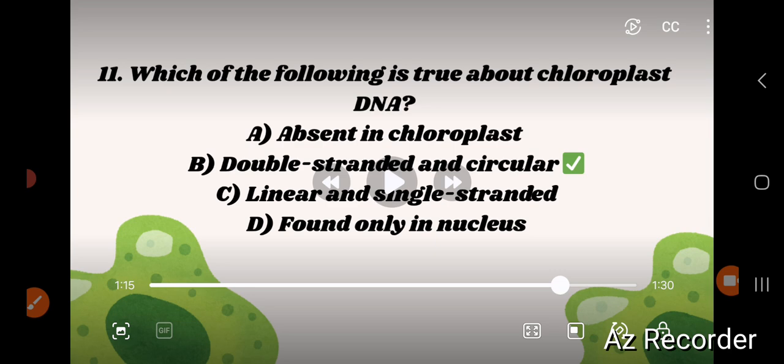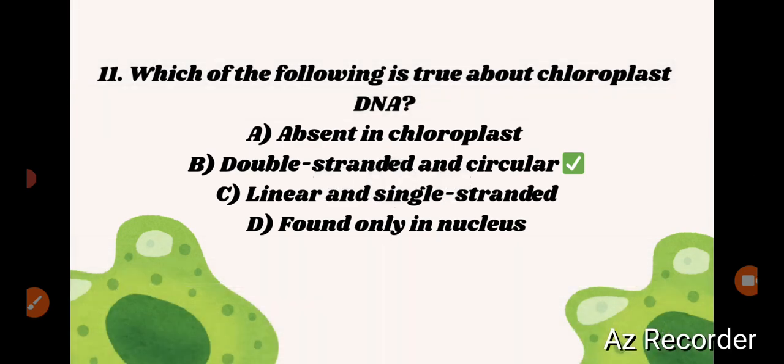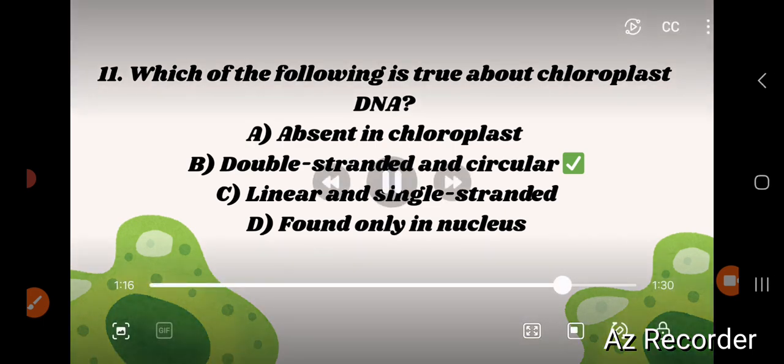And next, which of the following is true about the chloroplast DNA? Absent in the chloroplast, double stranded and circular, linear and single stranded, or found only in the nucleus. What is the answer? Yes, double stranded and circular. Why? Because chloroplasts have their own circular, double stranded DNA, supporting their semi-autonomous nature. That is the correct answer.